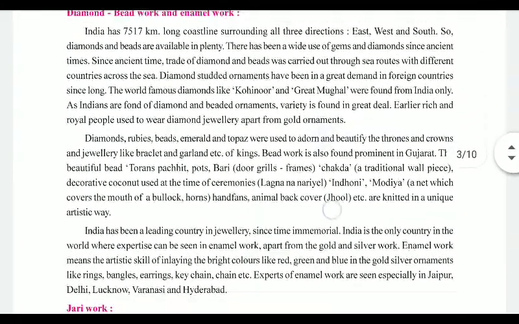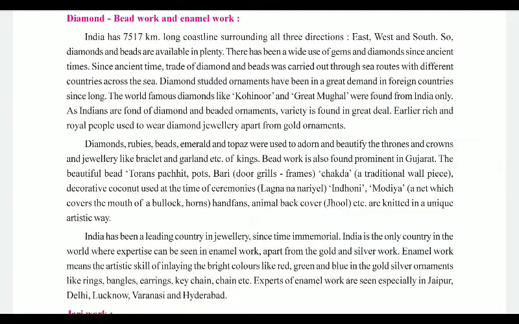India has a 7,517 kilometer long coastal line surrounding three directions, east, west, and south. So diamonds and beads are available in plenty. There has been a wide use of gems and diamonds since ancient times.